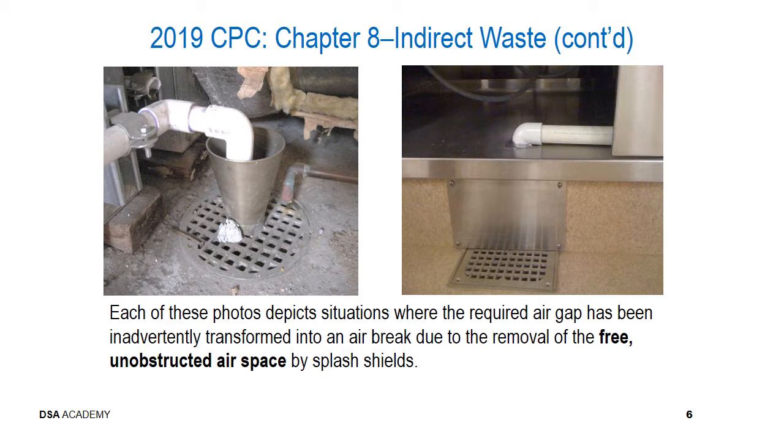The photo on the right shows something very similar because the same conflict arises, where the discharge from the indirect waste piping is now not discharging through free atmosphere. It's actually obstructed from the free atmosphere by the curb and also by another splash screen or splash guard that appears to have been installed above the floor drain grate itself.